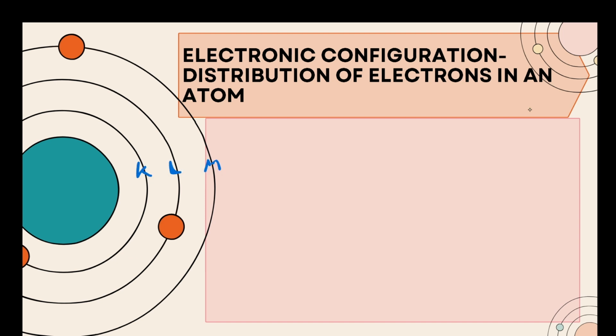Now to find out how many electrons are there in each shell, we use the formula 2n², where n corresponds to the number of the shell. So K shell is the first shell, L shell is the second shell, and M shell is the third shell. Now to calculate the number of electrons in each shell, we will use the formula. In K shell, how many electrons will be there? 2 into n², n is 1. So in K shell, 2 electrons will be accommodated.